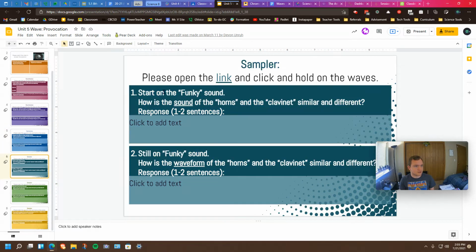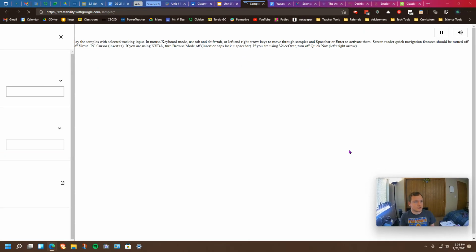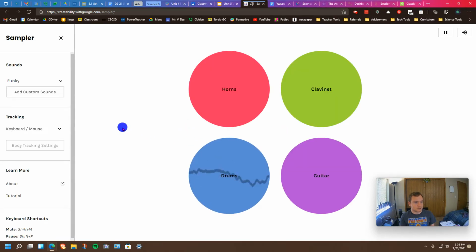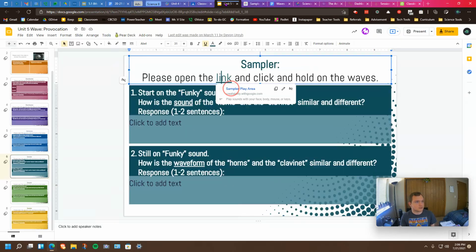When you get to this one, you're using a different one. This is the sampler. To key you in on the sampler, when you open that up, you'll hit start playing. I'm going to turn the sound up. When you hover over one, you'll see the sound wave there, and that's what you're using in this part of the assignment. So you're looking at the sound wave it produces, and also listening to the sounds.